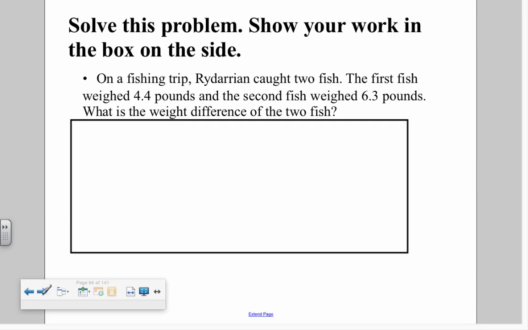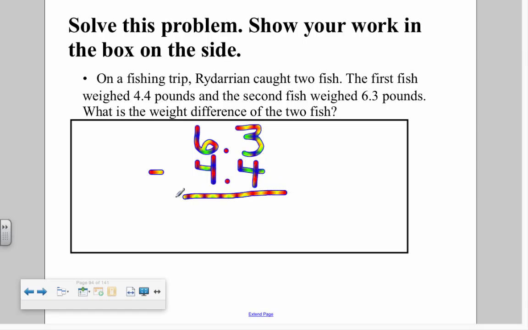On a fishing trip, Rahidran caught 2 fish. The first fish weighed 4 4/10 pounds, and the second fish weighed 6 3/10 pounds. What is the weight difference of the two fish? Difference means to what? Subtract. 6.3 would go on the top because our largest number always is on the top, minus 4.4. Remember, with subtraction, you simply line up the decimals and subtract that out.